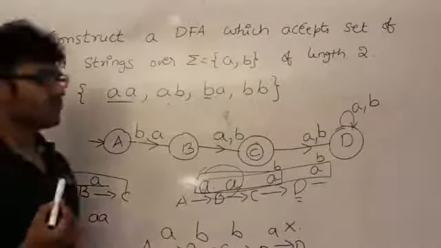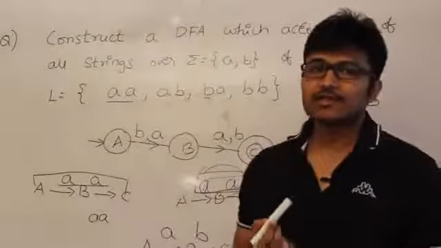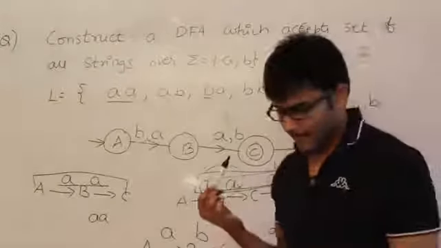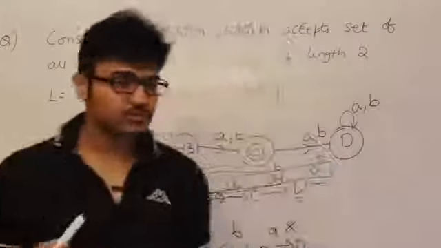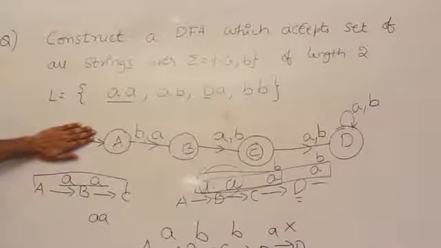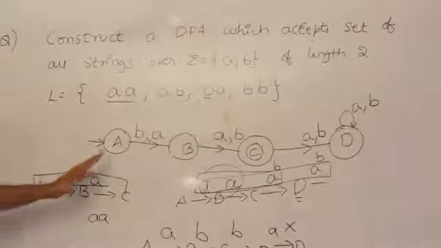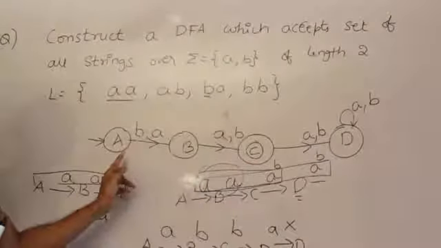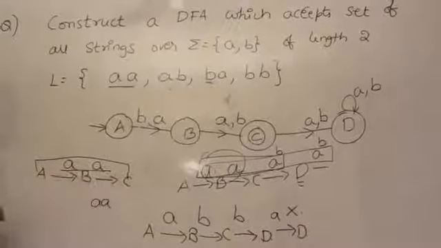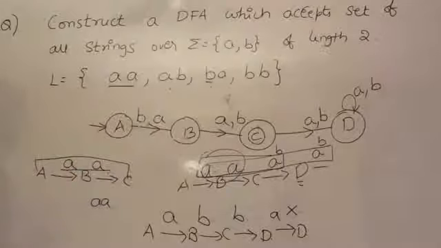Now this is the time for us to define what is a string and how it is accepted by a finite automata. The definition goes like this: a string is said to be accepted by a finite automata if we are able to reach the final state starting from the initial state upon scanning the entire string. Then the string is said to be accepted by the finite automata.